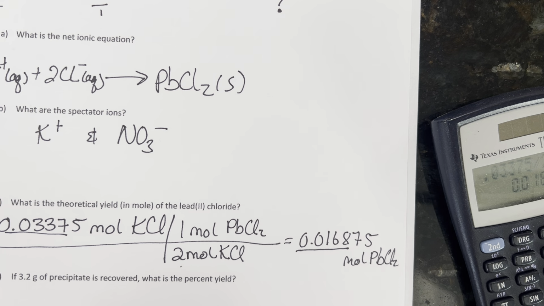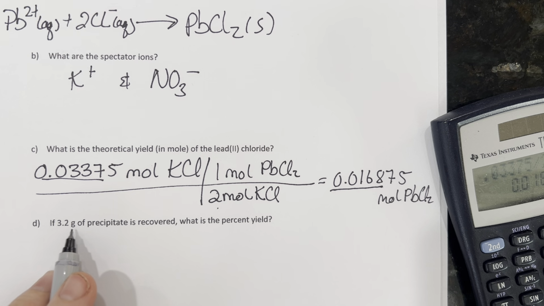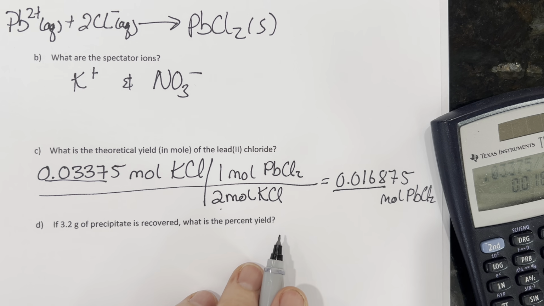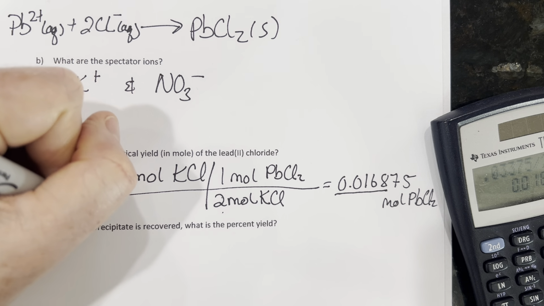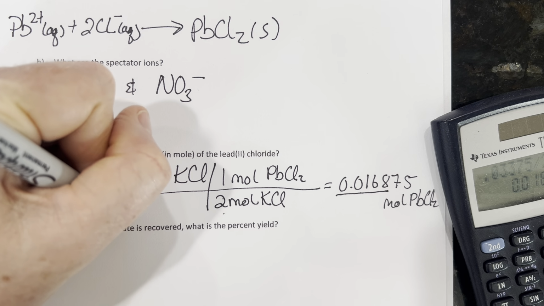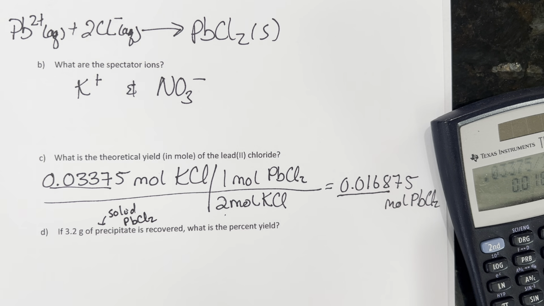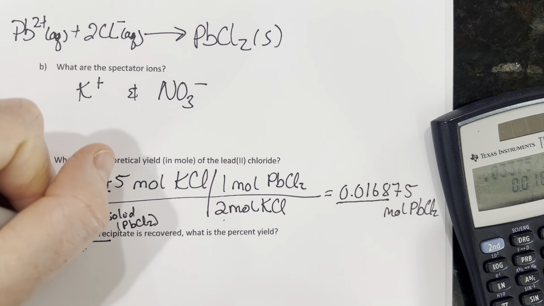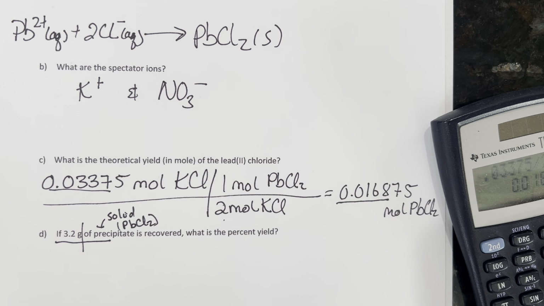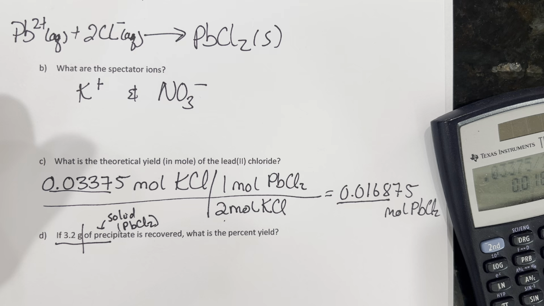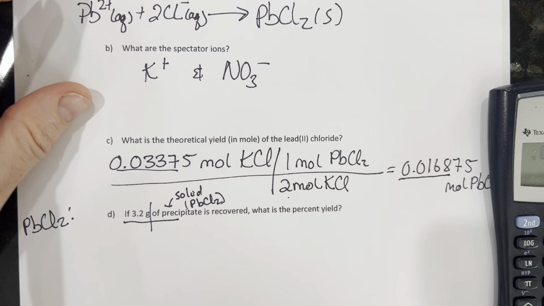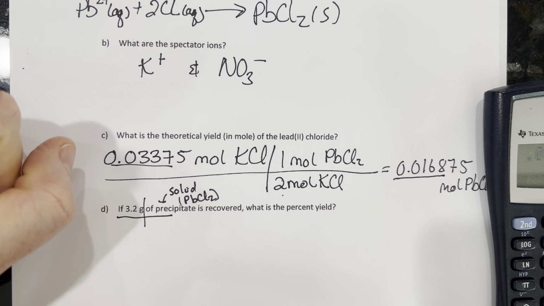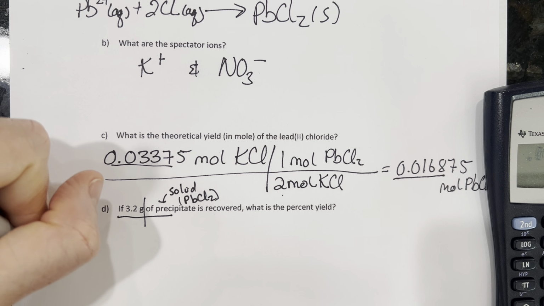All right, now though, it says if 3.2 grams of precipitate is recovered, what is the percent yield? To remind you, precipitate is the solid thing. In other words, in this case, it's PbCl2. So we can take our 3.2 grams, first things first, turn it into mole. Man, I did a horrible job providing molar masses on this. PbCl2, I just kind of have it memorized at this point, is 278.1 gram per mole.